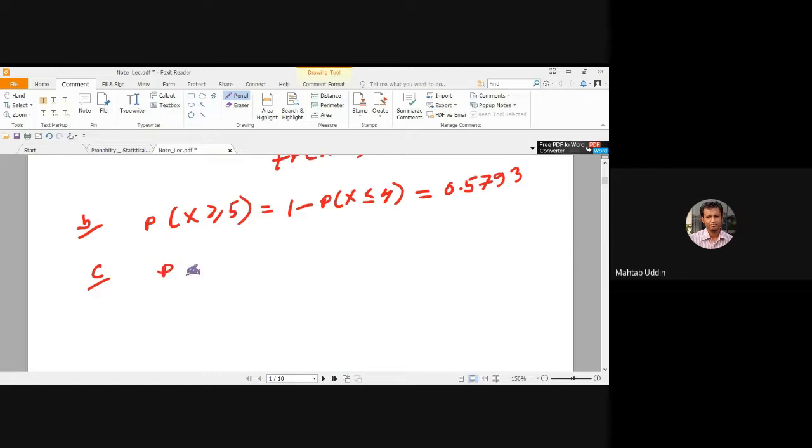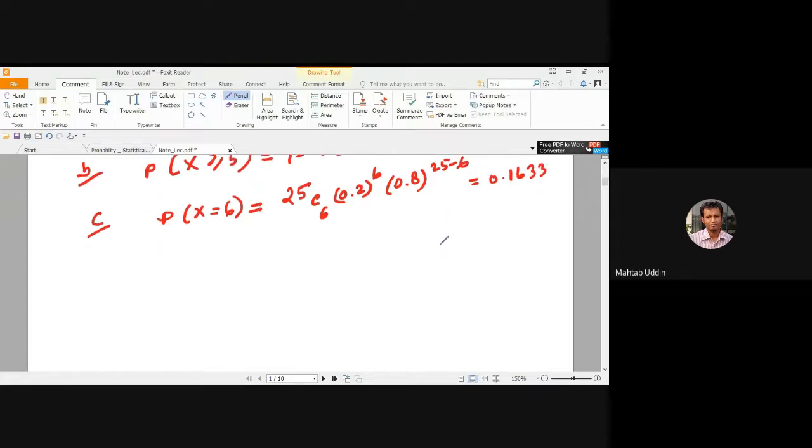Then C is slightly different. You said exactly 6. Exactly 6, that means equal. 25 C6, 0.2 to the power 6, 0.8 to the power 25 minus 6. After that, you can write 19 directly. Not necessary to write 25 minus 6 here. So it will be 0.1633.